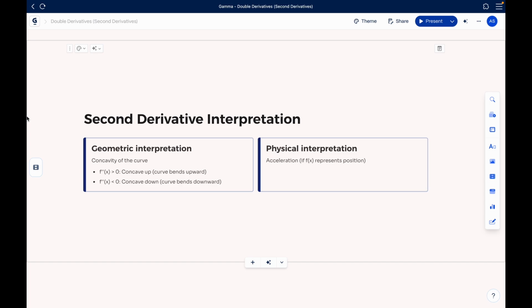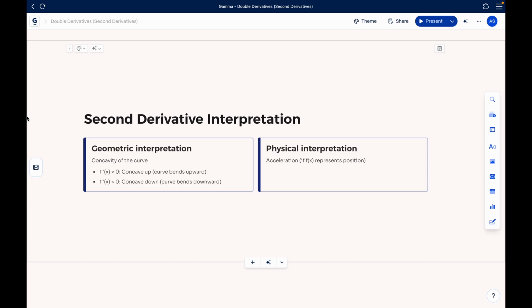F double dash of x greater than 0 is concave up, where the curve bends upward, and f double dash of x less than 0 is concave down, where the curve bends downward. It's a little more complicated than that, but we won't be covering concavity much. That will be in a later video.